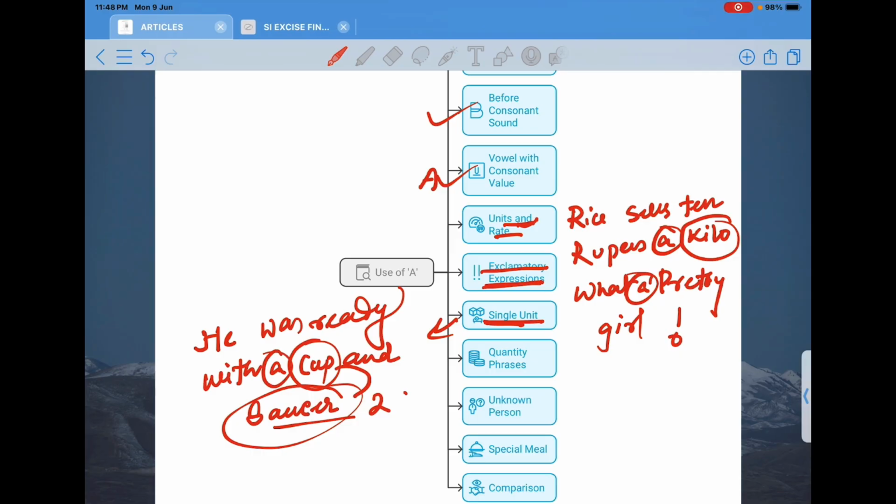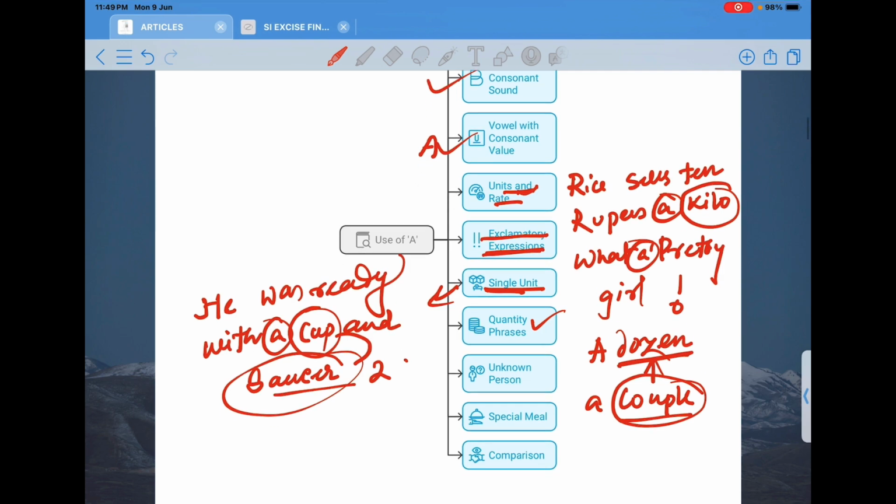Understood? Next, quantity phrases. What does it mean? When we talk with certain expressions of quantity. For example, "a dozen". Here the quantity is sure, we know it is a dozen. "A couple": we know a couple means a male and female or any two. So here we know a particular quantity. So before this quantity phrase also we can use "a".